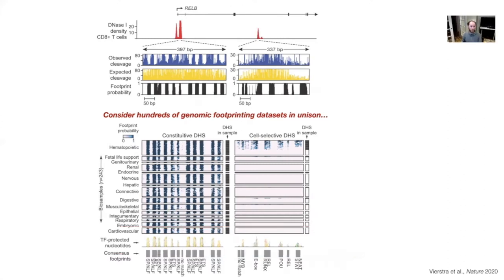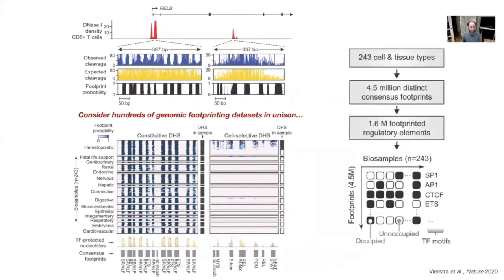We applied this approach to all DHSs detected in one or more of the 243 data sets in this study. This collectively delineated approximately 4.6 million consensus footprints, so individual distinct footprints present in one or more cell types. And these footprints were populated within 1.6 million of the 3.3 million DHSs indexed. So slightly above 50% of the DHSs we discovered footprints in.